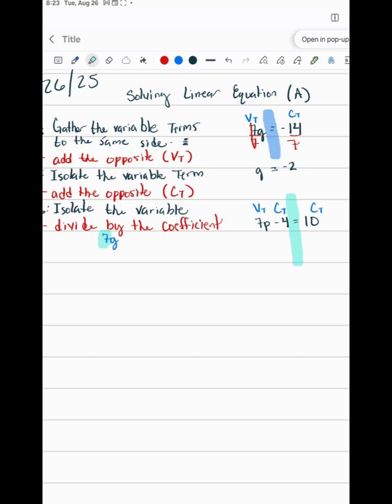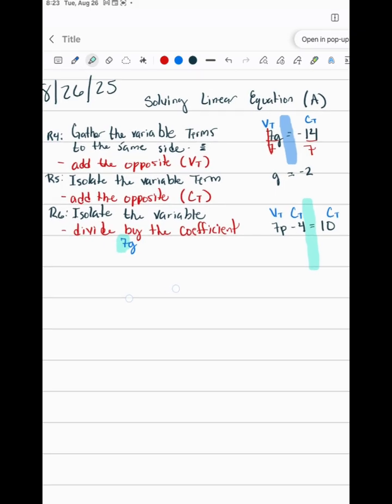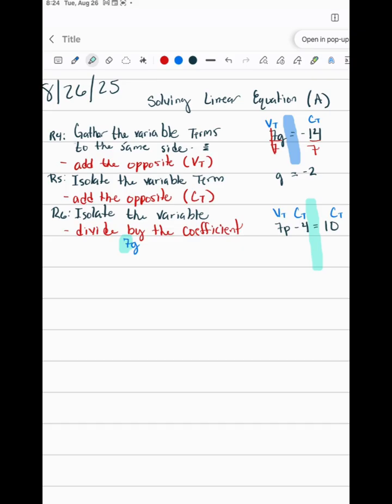Right there. So now we know we got two sides. Now we see what's on the same side and what's on the same side. Now, let's start with our rules. Rule 4, gather the variable terms. That's what it says. Rule 4, gather the variable terms to the same side.